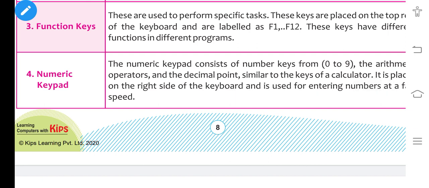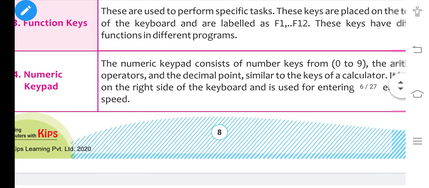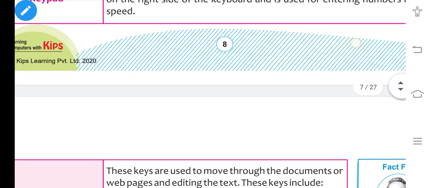Next is the numeric keypad. Numeric means numbers, 0 to 9, and it is similar to the keys of a calculator. It is placed on the right side of the keyboard, and there are two sets of number keys. One is located just below the function keys and one is placed on the right side of the keyboard.